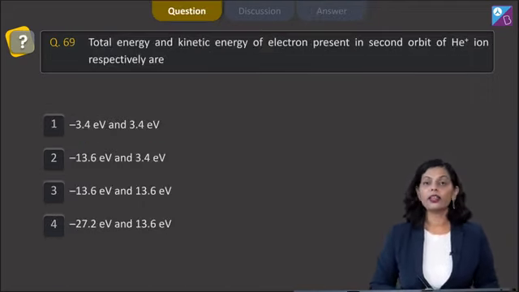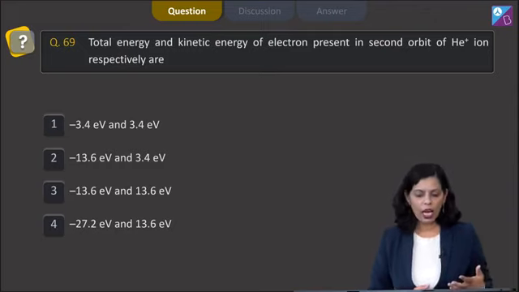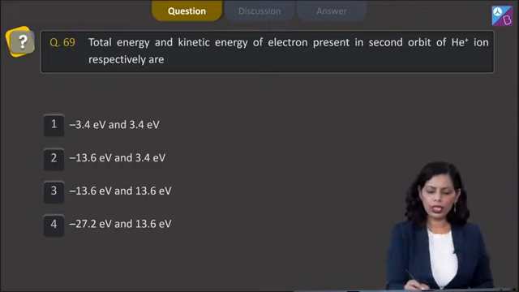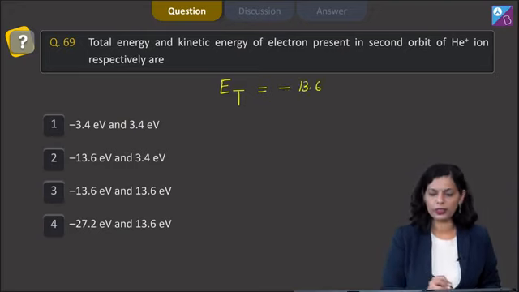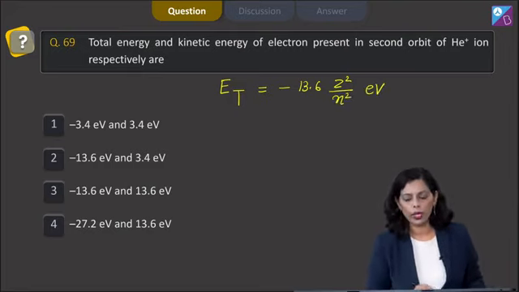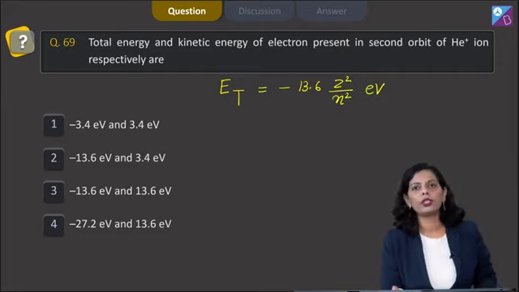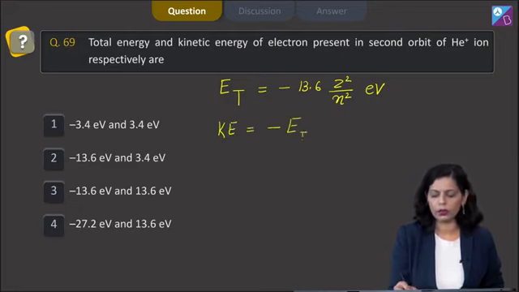Now, I'm taking next question, which says total energy and the kinetic energy of electron present in second orbit of helium ion respectively are. So total energy of an electron, energy which is total, that is giving me the value minus 13.6 Z square by N square, and this value is in eV, electron volt, okay. So if you know the total energy, you can easily find out the kinetic energy as well. How? Because the kinetic energy of the electron is equal to minus E total. Clear? Now just find out the E total here.